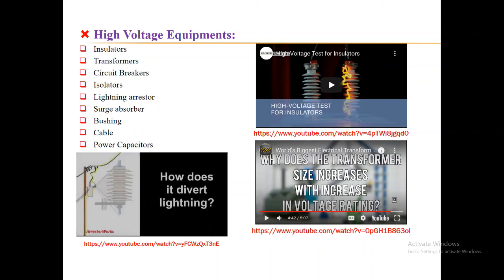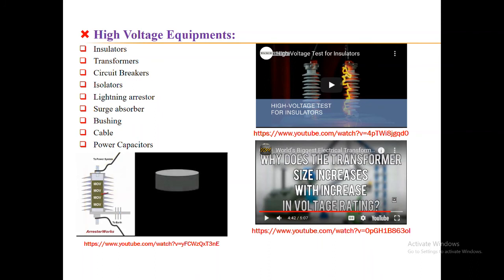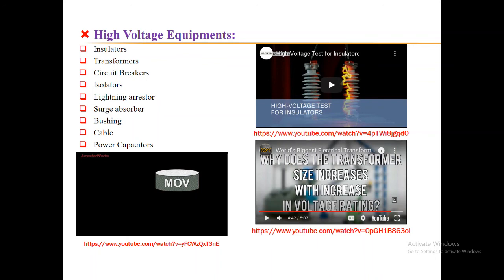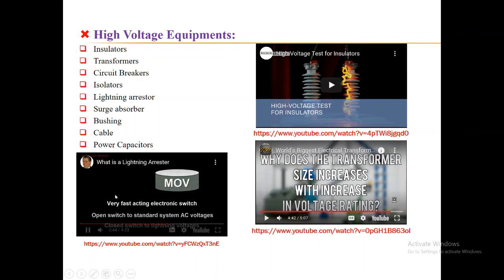So how does the arrestor divert the lightning? To answer that, let's discuss the metal oxide varistor, or MOV disk as it is referred to. The MOV disk is a semiconductor that is sensitive to voltage. At normal voltages, the MOV disk is an insulator and will not conduct current. But at higher voltage caused by lightning, it becomes a good conductor. Essentially, the MOV disk is a very fast-acting electronic switch. It is an open switch to standard system AC voltages and a closed switch to lightning voltages.